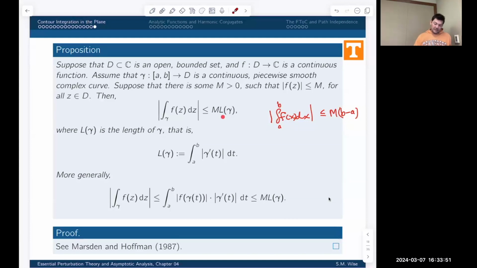Now, the length of the contour is defined like this. Okay, it's just the integral from a to b of the absolute value of gamma prime dt.